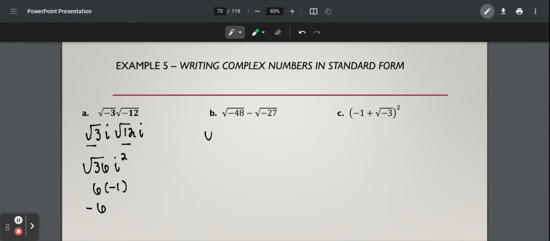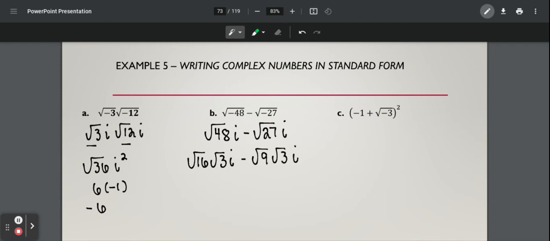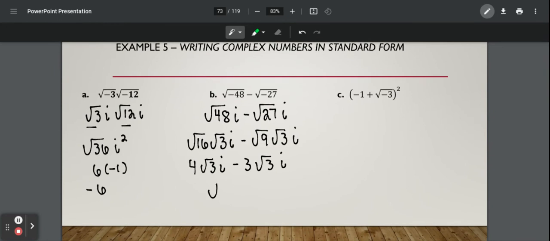If we look at part B, again, we have the square root of 48 times i minus the square root of 27 times i. So we need to get these to somehow look like terms. If we split this into perfect squares, we could say this is the square root of 16 times the square root of 3 minus the square root of 9 times the square root of 3. So we would get 4 root 3 times i minus 3 root 3 times i. And so if you have 4 root 3 minus 3 root 3, you're just left with 1 root 3 times i.